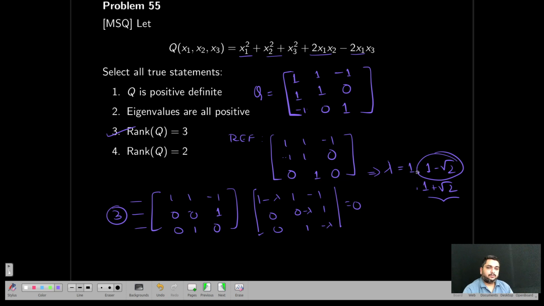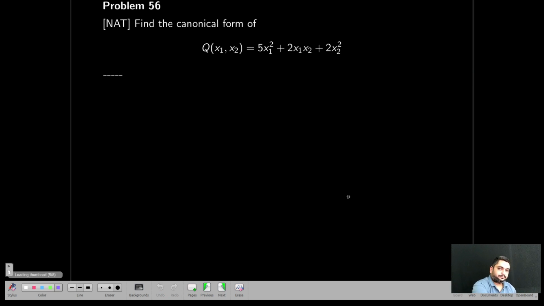Okay. So what does it mean? Only this statement is true. So it is not positive definite, and all the eigenvalues are not positive. So only this 3 is correct.